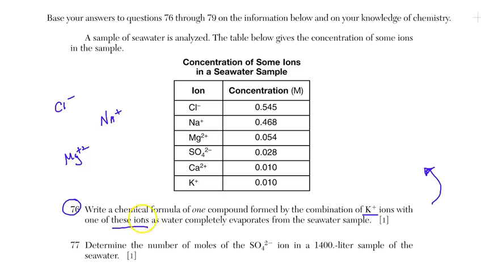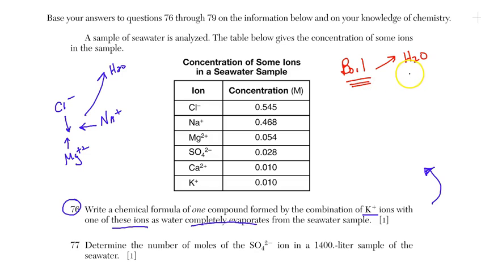Now what we're saying is, write a chemical formula of one compound formed when the water completely evaporates. So when we take out the water and water evaporates, these ions start getting closer and closer to the point where you're going to see salt appearing at the bottom of a beaker if you're boiling them off, or a bottom of an evaporating dish. And you should know this. This is one thing you have to know. When you boil away the water, you're going to leave behind the salt. One way to separate salts from water is to boil them off.